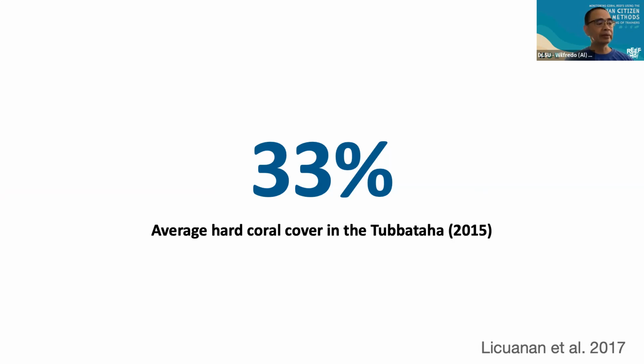The third number to remember is 33. This is the average coral cover in Tubbataha. And for many things, especially status of reefs, Tubbataha is a very good benchmark of sorts. It's one of our largest marine protected areas in the country, and it is likely the best managed coral reef in the Philippines. And the average hard coral cover in Tubbataha is 33%, or was 33% as of 2015.